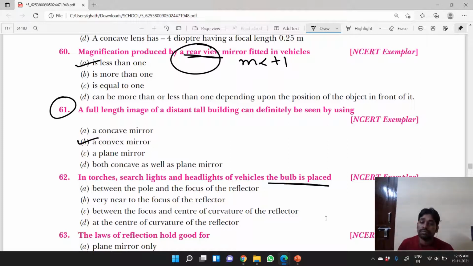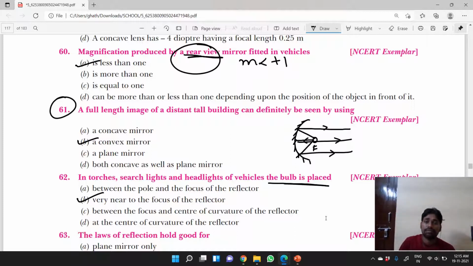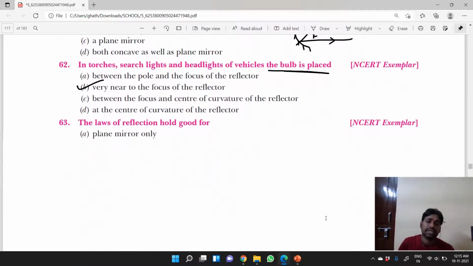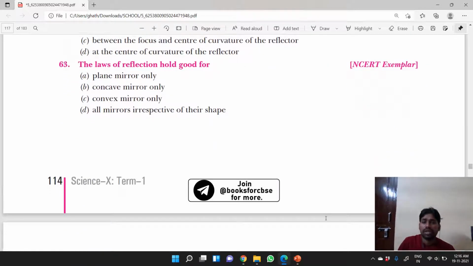If a vehicle's headlight bulb is placed, see, where will the bulb be placed? If this is a concave mirror and the bulb is placed nearly at the focus, then the ray of light incident through the focus becomes parallel to the principal axis. This is why we place it very near to the focus of the reflector. Reflector means any kind of mirror. Laws of reflection hold irrespective of the shape; they hold for all. So what are the laws of reflection?